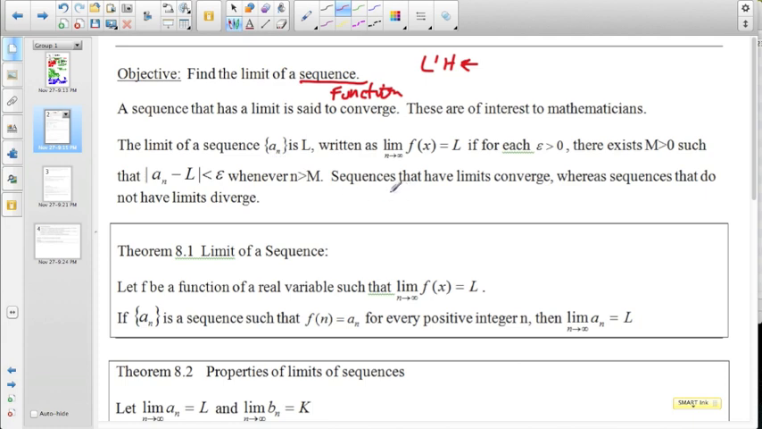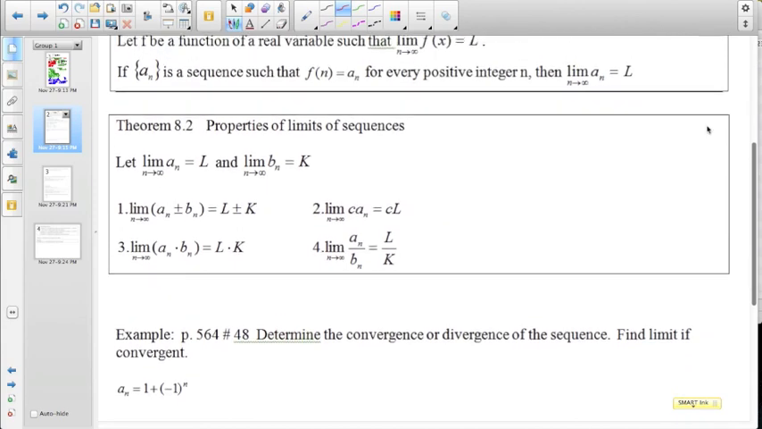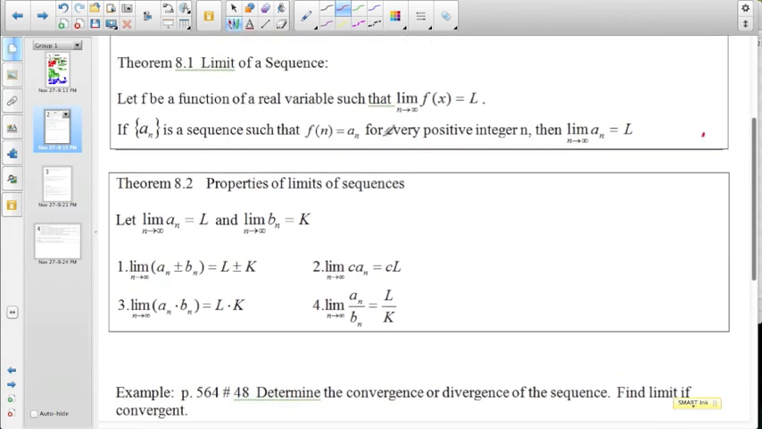And so if we take a look at the limit of a sequence, it says here, let a function be a real variable such that the limit of the function equals the limit. And we're going to use that information that we can take a look at a sequence as if it were just a function for every positive integer. Then the limit of that sequence really just becomes the limit of that function directly. And so we're really talking about the limit of a function being one and the same as the limit of that sequence.